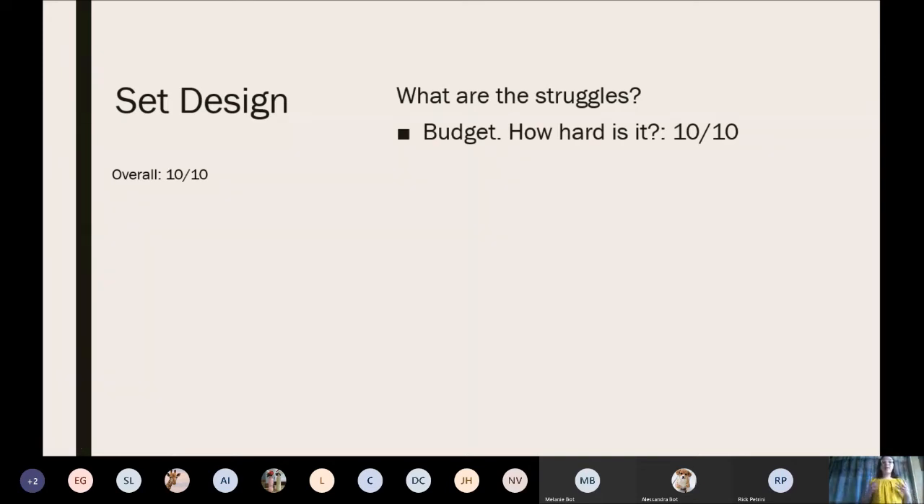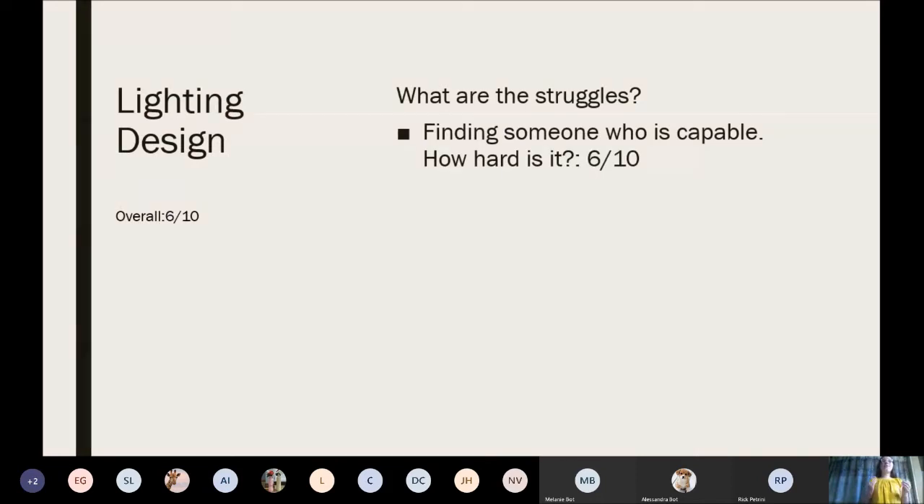Light design. What are the struggles? Finding someone who's capable. How hard is this? A 6 out of 10. If you want a light here and a light over there, and this person doing your lighting doesn't know how to do all of that, they have to figure out more on how to do it. So overall, it's a 6 out of 10 as well.